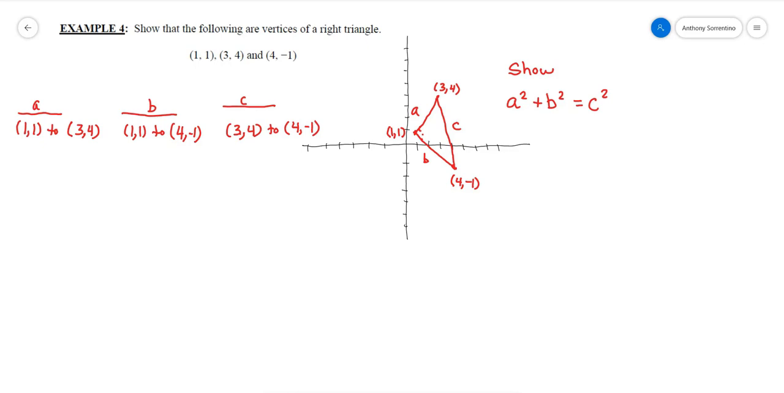And so I want to find these various distances. And again, I'm going to use the distance formula for this. So, you have your x's and y's. So A, if I set up the distance formula, equals the square root, 1 minus 3 is negative 2, squared is 4. 1 minus 4 is negative 3, squared is 9.